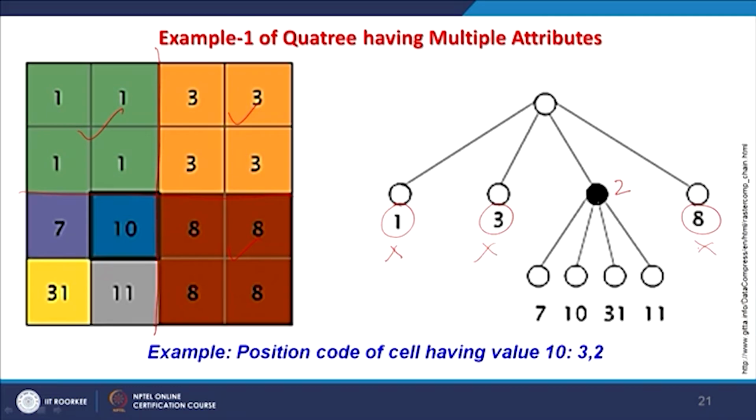Only in the case of quadrant 2 are further divisions required, and quadrant 2 here is further divided into 4 quadrants, and each quadrant has a cell value which is given here. So likewise, instead of having just a binary image, you can also do this on images which have various pixel values, not only 2 types, 0 or 1. This way we can compress very significantly.